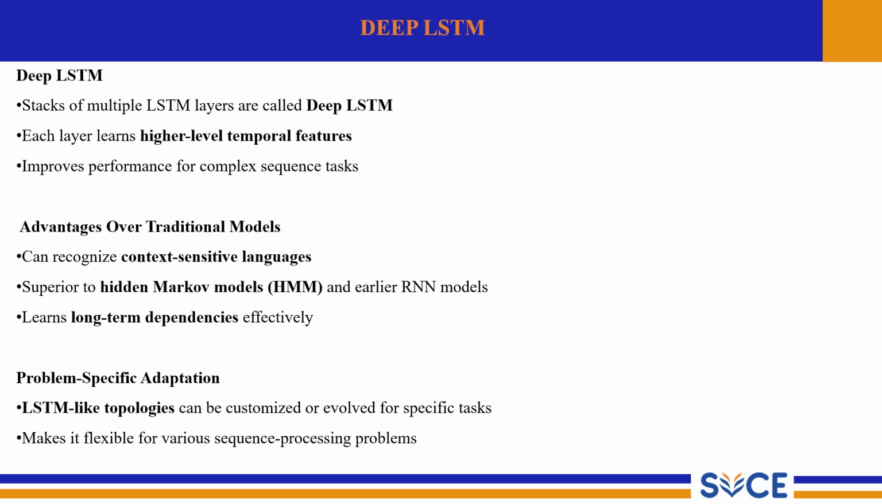Next topic is deep LSTM. A deep LSTM is formed when we stack multiple LSTM layers on top of each other. Instead of using a single LSTM layer, the output of one LSTM layer is passed as the input to the next LSTM layer. This creates a deep hierarchical structure for processing sequential data.